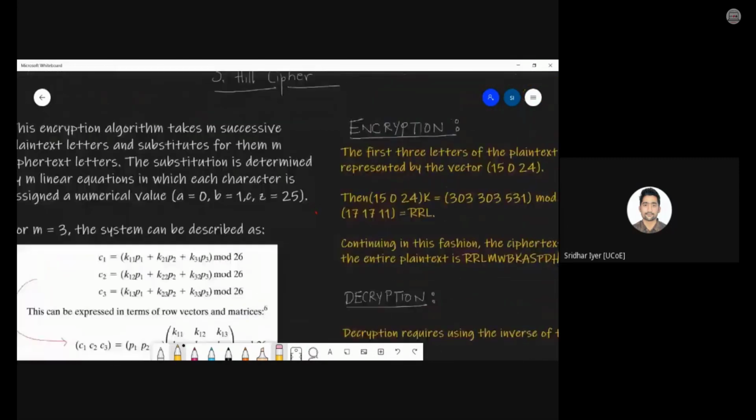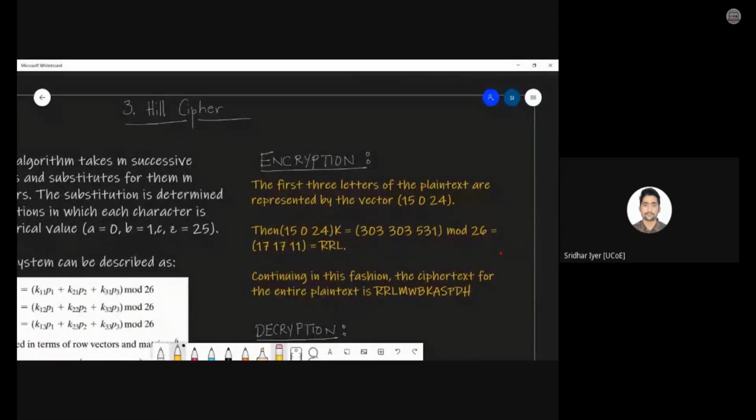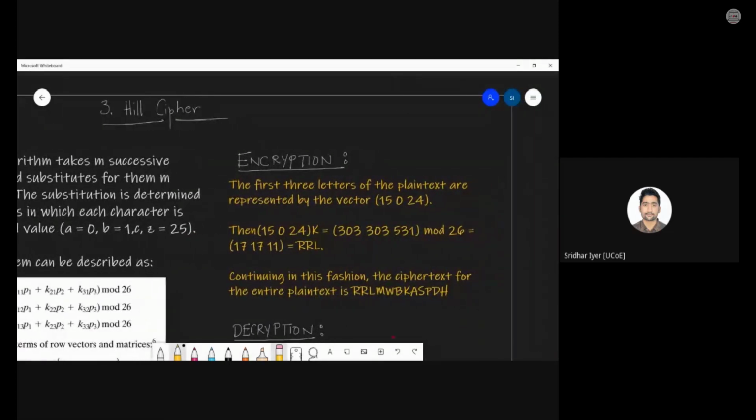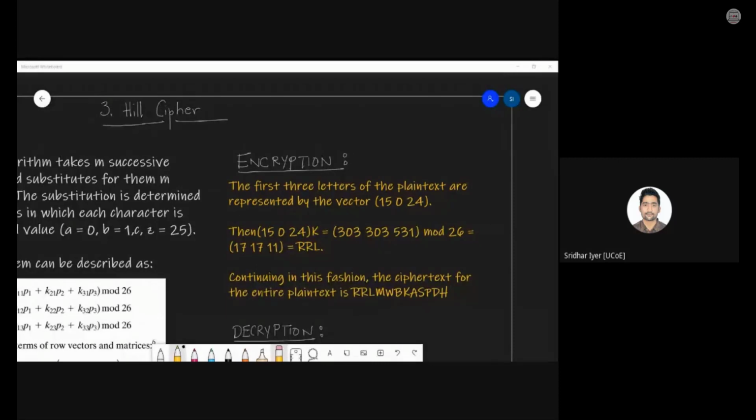The first three letters, I'm talking about the encryption now, of the plain text are represented by a vector. If you want, you can give commas, but as it is a vector, I have not written commas over here. So the first three letters of the plain text are represented as 15, 0, and 24. Now you may ask why. I have already explained how. P stands for 15, 0 stands for A, and 24 stands for Y. Is it clear? Kindly let me know in the chat box.